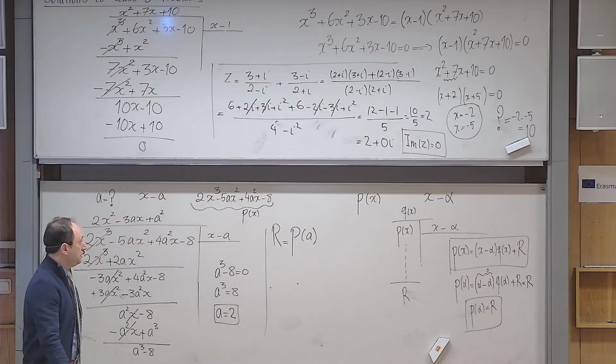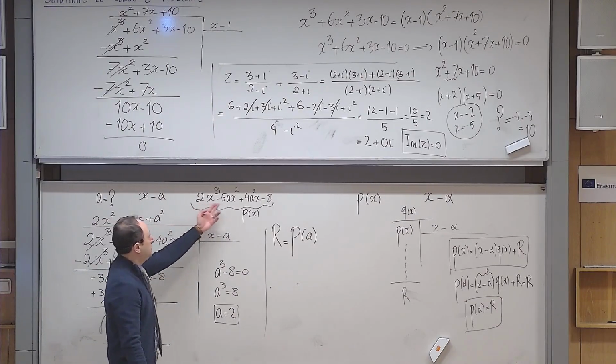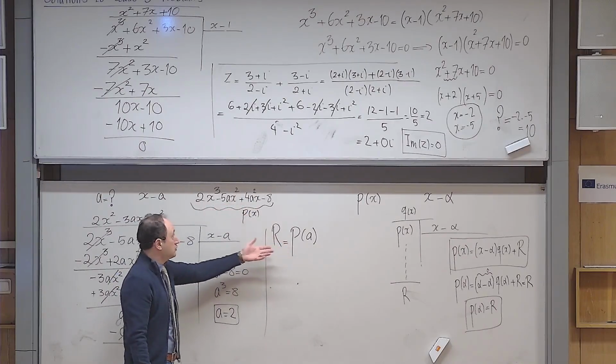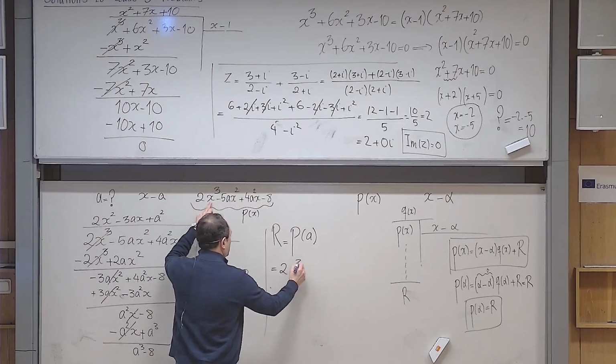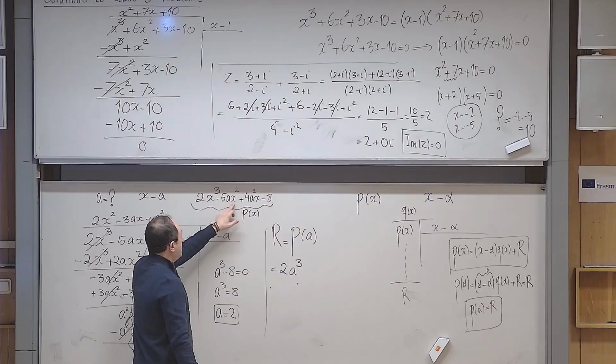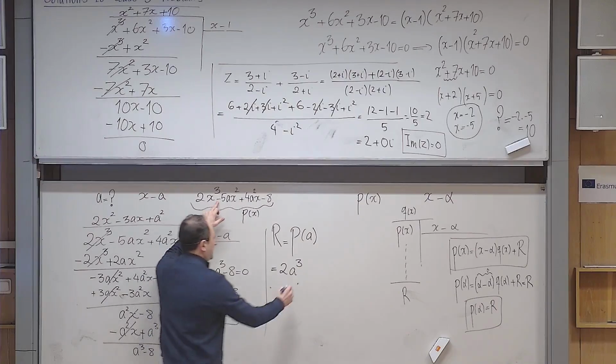What is p of a? P of a means replace every x with a. So let us do that. I replace x with a. It becomes 2a cubed. I replace x with a squared, a is a cubed minus 5a cubed.